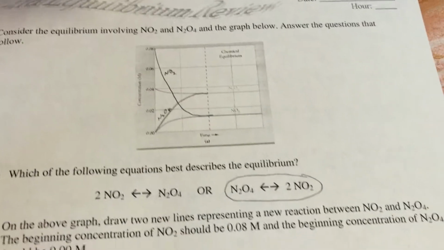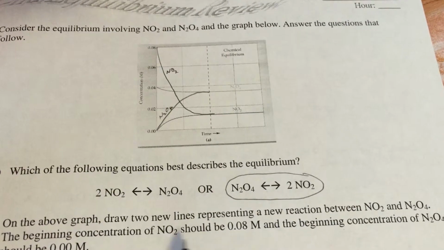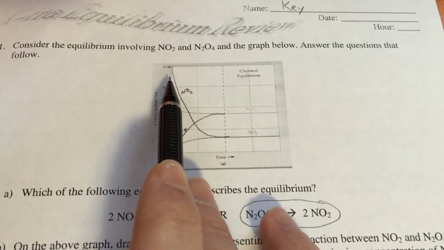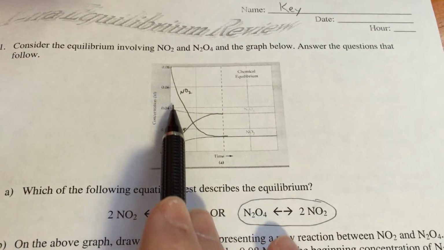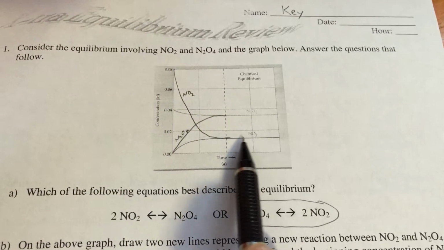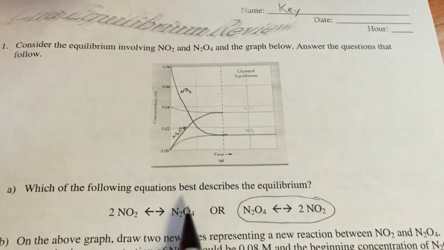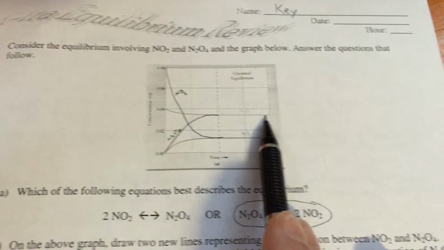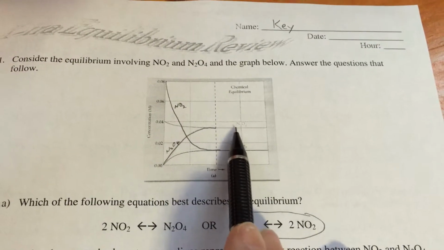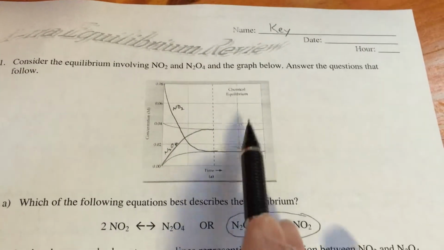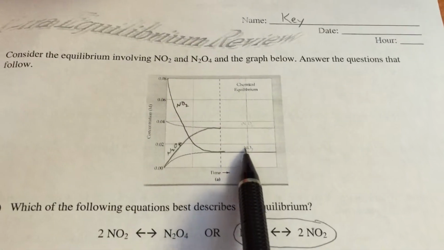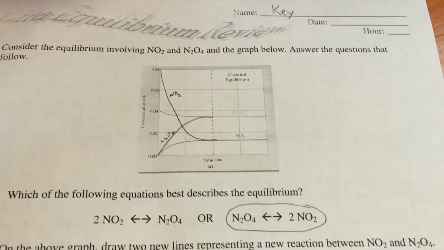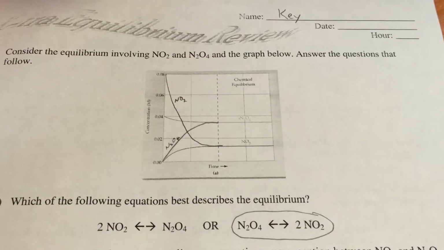And now on B, starting the reaction with NO2 being 0.08, so NO2 is going to start way up here and it goes down and it ends at the same concentration. The N2O4 starts at 0 and ends at the same concentration it was, because the concentration ratios have to remain the same for NO2 and N2O4. That's the equilibrium constant. So that's how that goes.